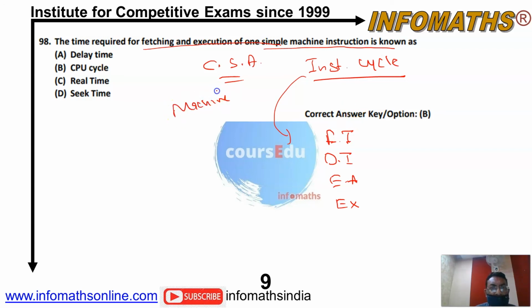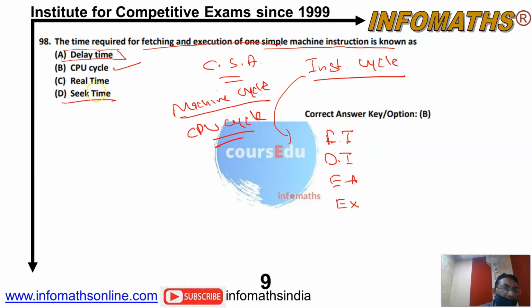Sometimes it's also known as CPU cycle because it is generated by the CPU. So it's not a delay time. Delay time is not a term related with the instruction cycle. CPU cycle is machine cycle, very good, which matches the option. Real time is an internet concept, and seek time is related to secondary storage devices, to find the desired track on the hard disk. So the answer is CPU cycle.